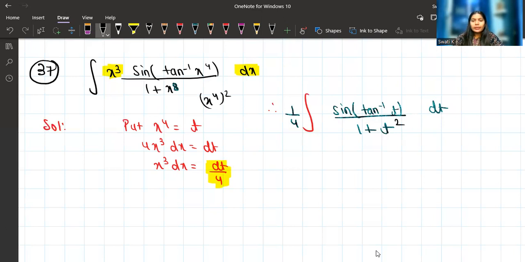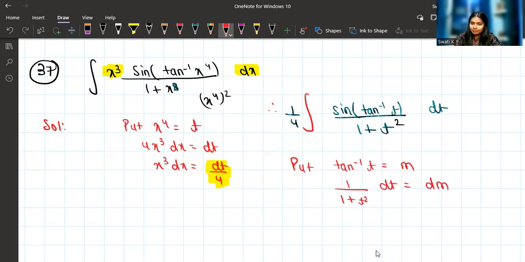Okay, so now this particular question is like a substitution of substitution. So we are again going to substitute here. This time I'm going to substitute tan inverse t as m. So what is the derivative of tan inverse t? We all know that it is 1 upon 1 plus t square dt equals dm. Okay, derivative of f, that is dm. Therefore, I can write down the question as 1 upon 4 as it is, sine as it is, tan inverse t I have taken as m, so it is sine m.